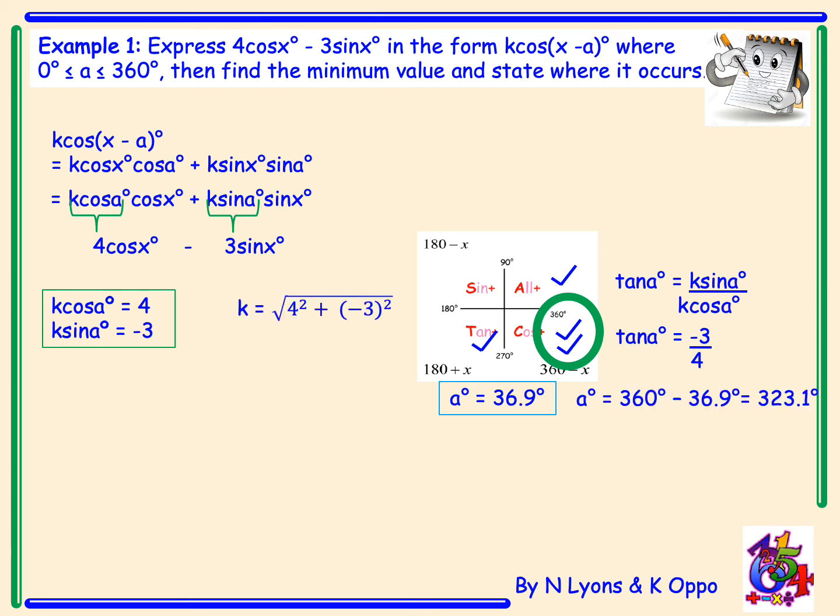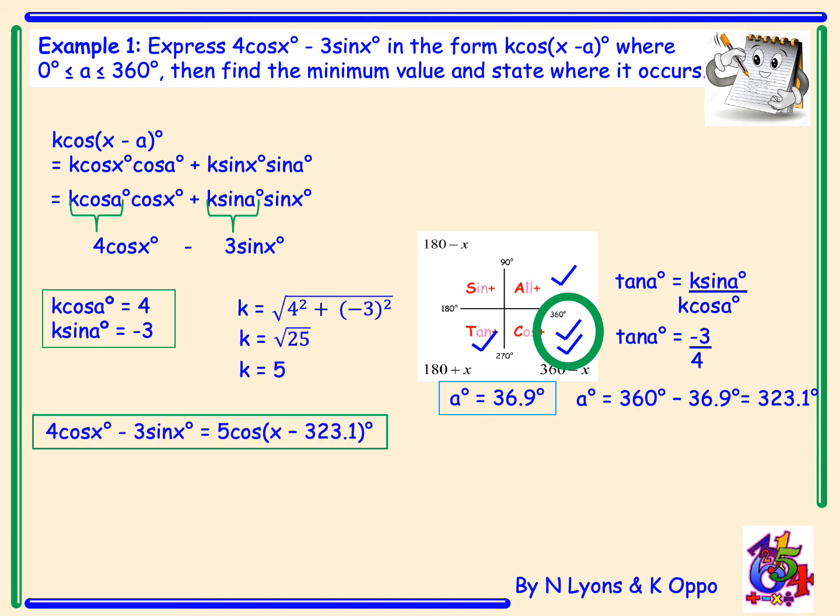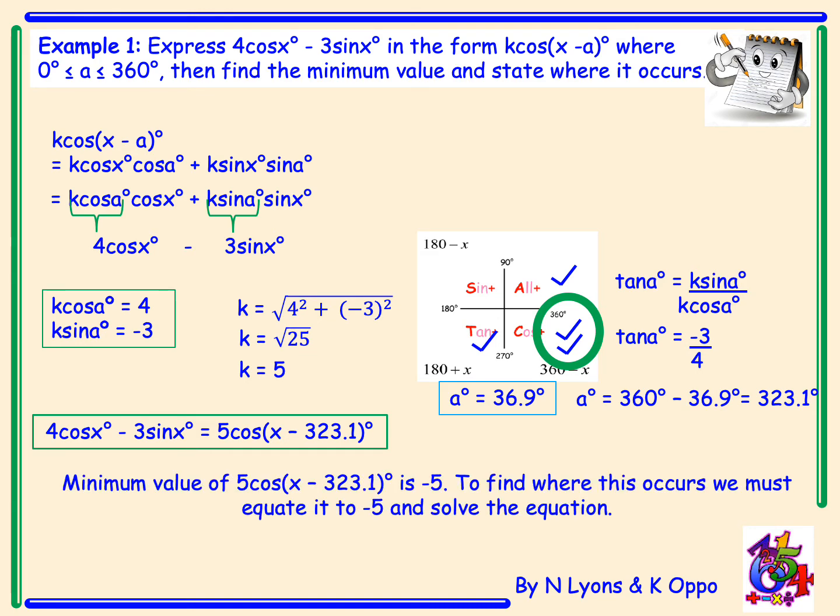Finally, our value for k, 4 squared plus negative 3 squared, will give us an answer of root 25, so k is 5. So the first part of the question asked us to express 4 cos x minus 3 sin x in the form k cos of x minus a. So that gives us an answer of 5 cos of x minus 323.1 degrees.